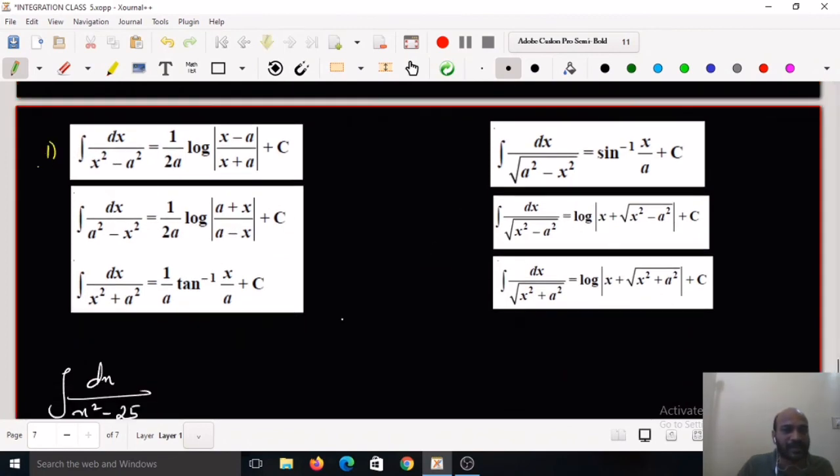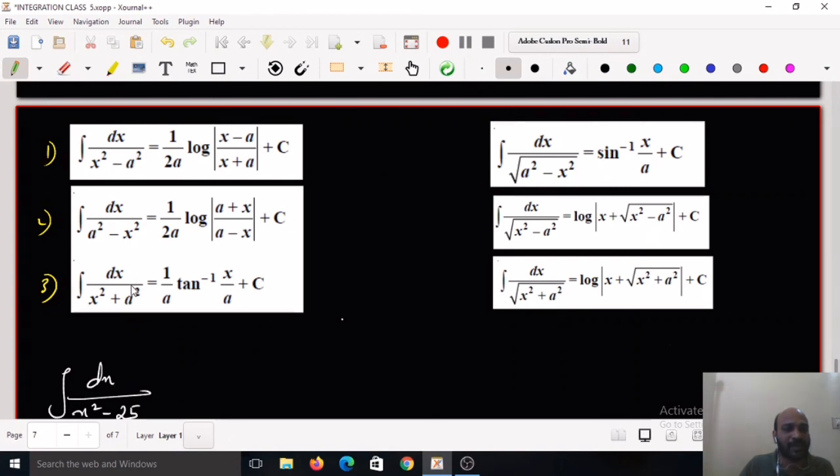First one is dx by x square minus a square is 1 by 2a log mod x minus a by x plus a. Second one, dx by a square minus x square, constant square minus variable square, same structure: 1 by 2a, log mod a plus x by a minus x plus c. Third, dx by a square plus x square: you have to remember the formula like 1 by 1 plus x square, so we can remember this formula also, 1 by a into tan inverse x by a.